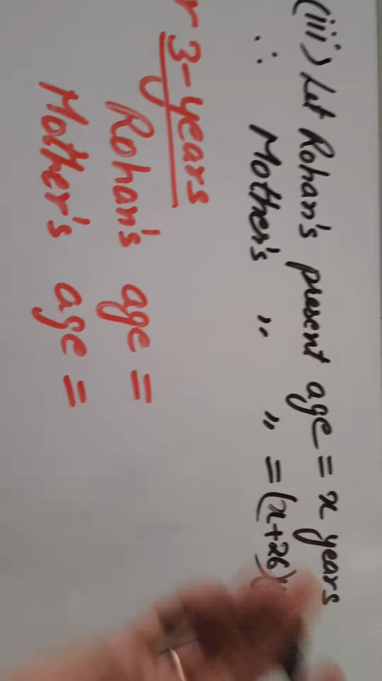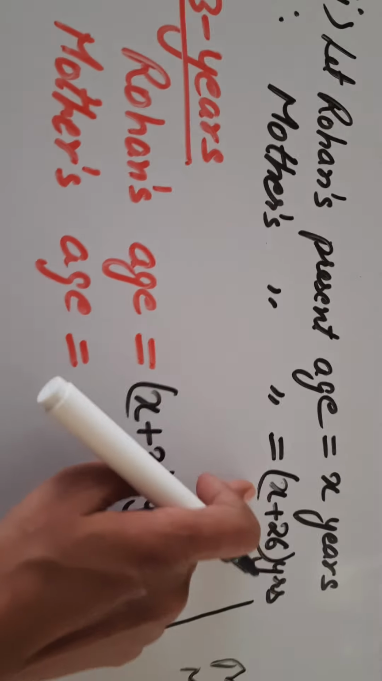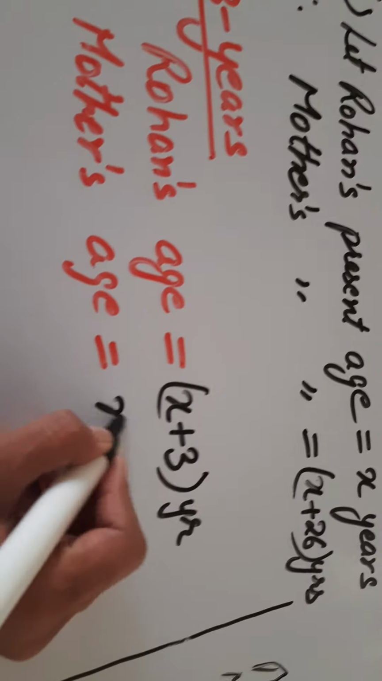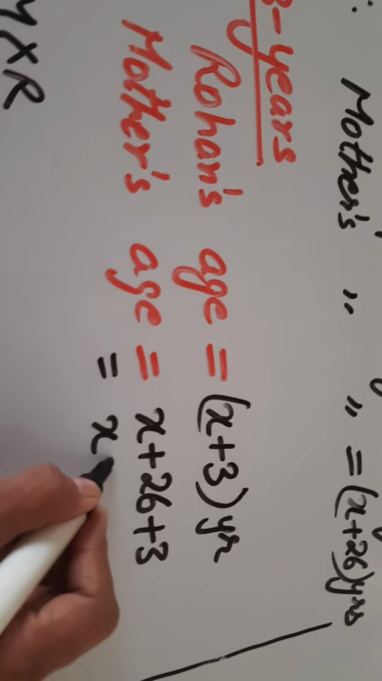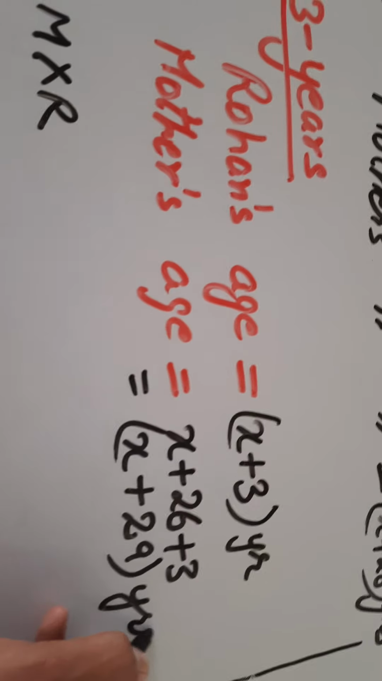3 साल बाद वो 3 साल ऐड हो जाएंगे. Similarly मदर की एज में भी चेंज आएगा. मदर सेम एज के तो नहीं रह जाएंगे. She will also become like this: present age plus 3 years after now. So mother's age will be X plus 29 years, right?